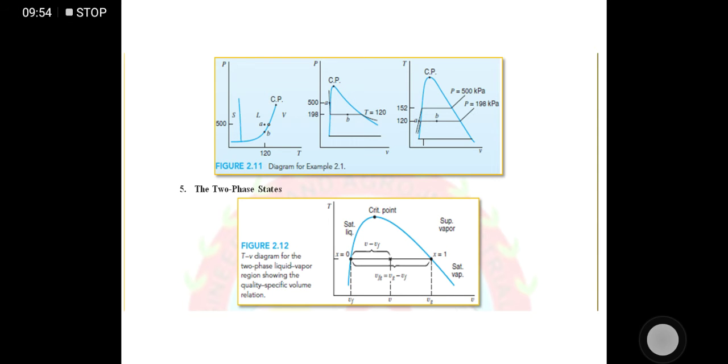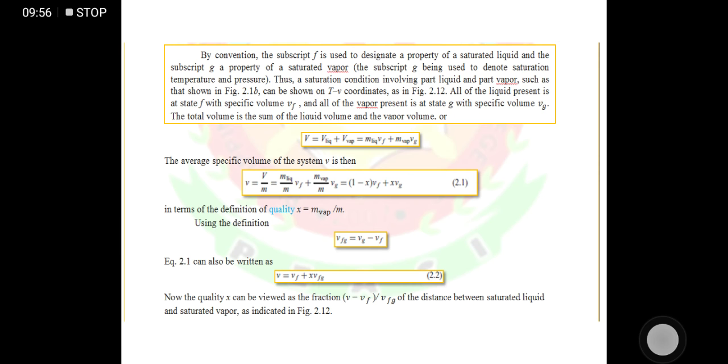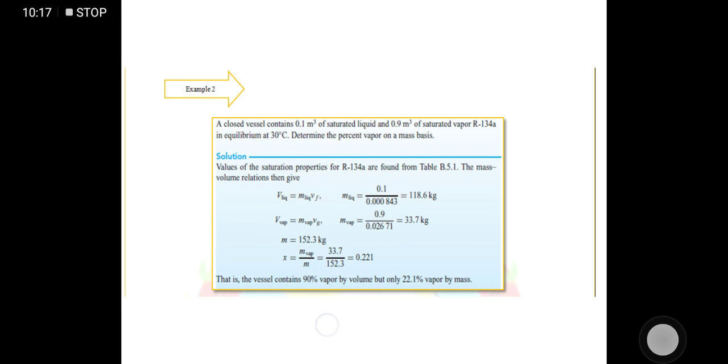So, number 5, we have the two phases state. So, pakitingnan na lang yung derivation ng formula. Ang magagamit natin usually na formula dito is yung formula number ito, V equals (1 minus x) VF plus x VG. Okay? And ito yun siya. Magagamit din natin to siya. And this also, of course, no?